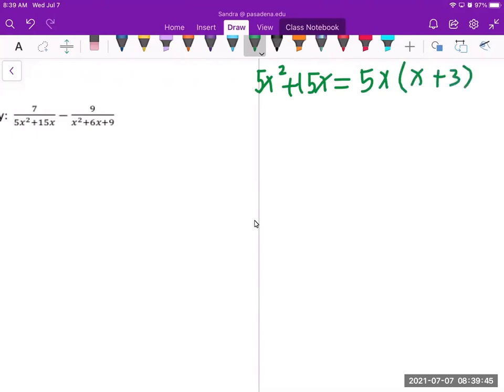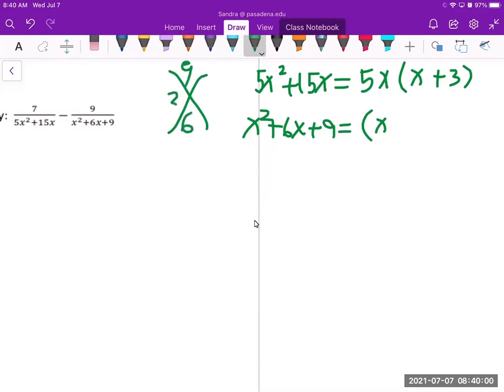And then I'm going to get the other one. This is x squared plus 6x plus 9. And I can factor this one as, let me see, this is 9. Factors of 9 where the sum is 6. Well, 3 and 3. 3 times 3 gives me a 9, and the sum is 6. So x plus 3 and x plus 3.